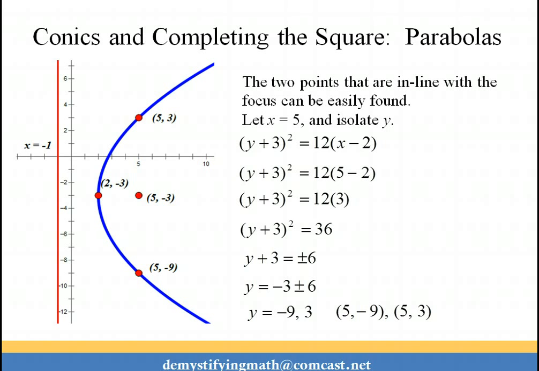Typically you need 3 points to complete a parabola. If you have the vertex and one other point, you can use symmetry to get the third point and solve for your parabola.